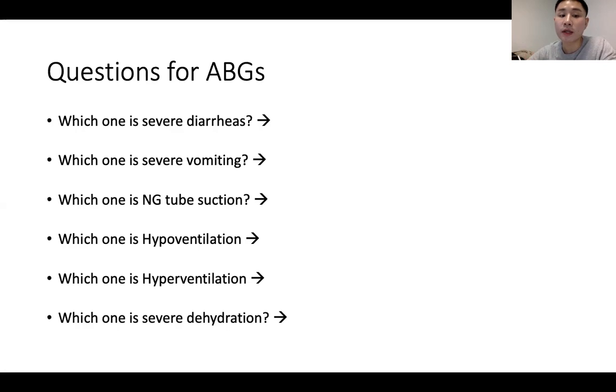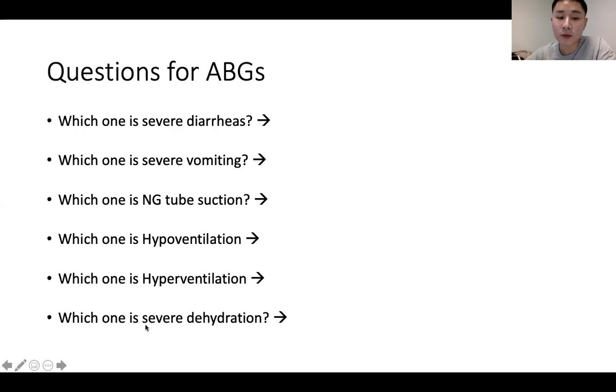Next, which one is hypoventilation? Hypoventilation meaning they don't breathe fast enough. Respiratory acidosis, perfect, spot on. So when we don't breathe fast enough, we trap the carbon dioxide and it builds up in our blood and it causes acidosis. Which one is hyperventilation? Respiratory alkalosis, perfect. That's awesome. So when we breathe so fast, we lose our carbon dioxide at a faster rate. So we're more at risk for respiratory alkalosis.